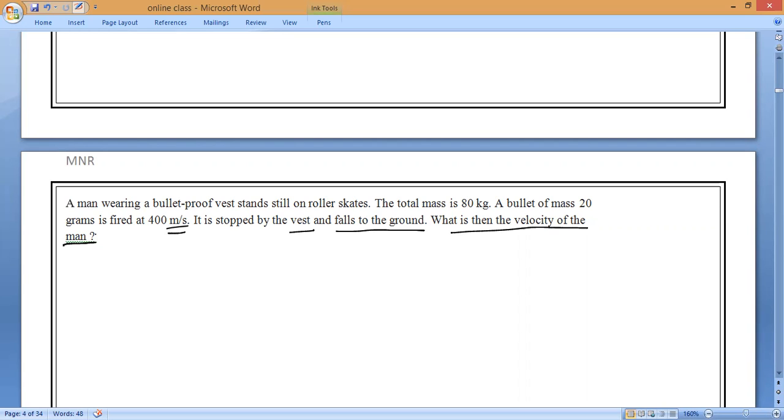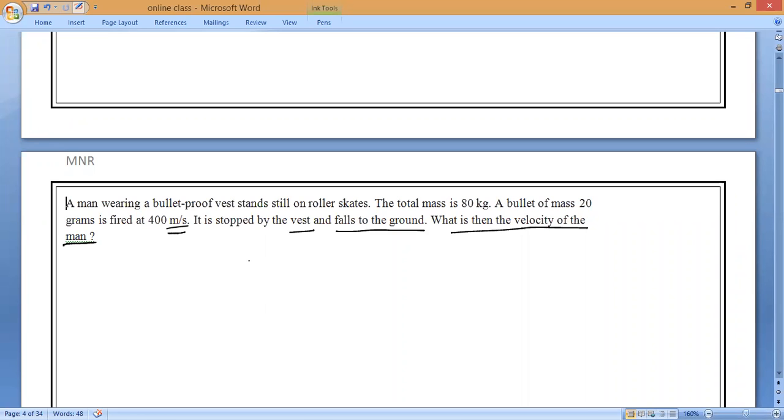Total mass. Very simple question it is. They are saying, you can notice it here. First, mass of the man, M1, tell me. He is standing on the roller skates. What is the mass of the man? 80 kg. Can I consider it? Yes or no? Yes, sir.